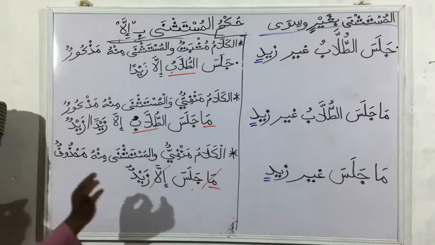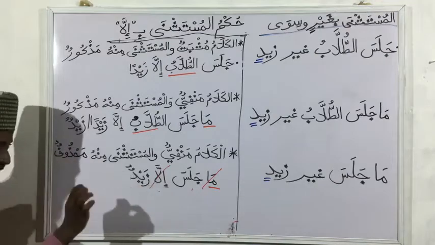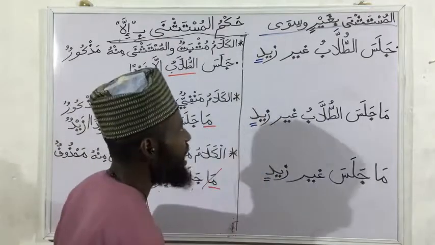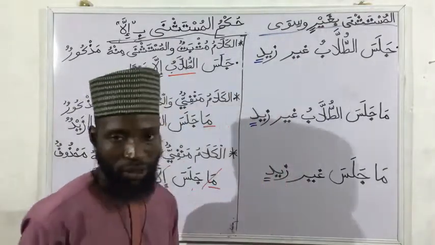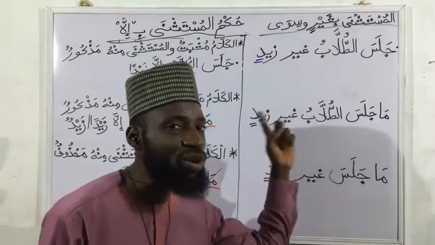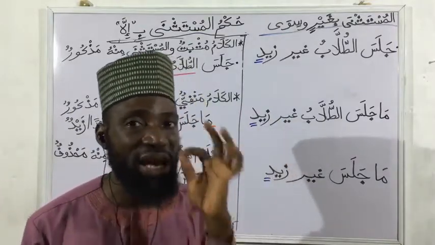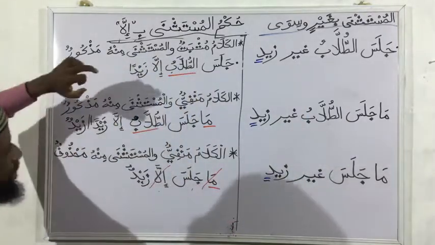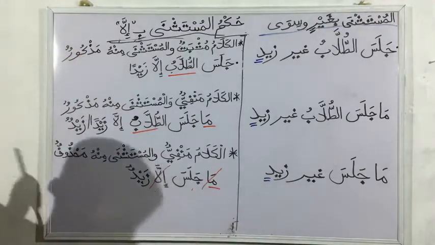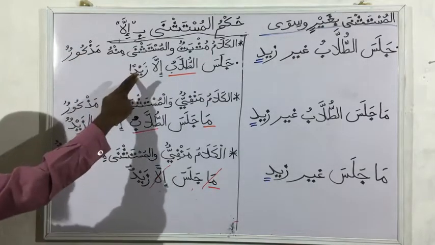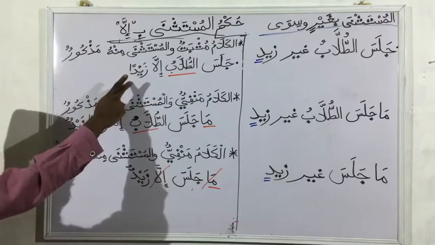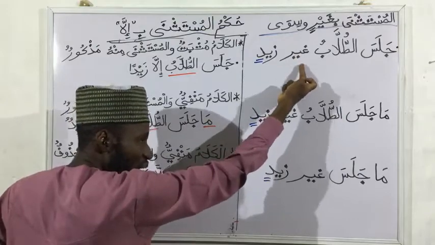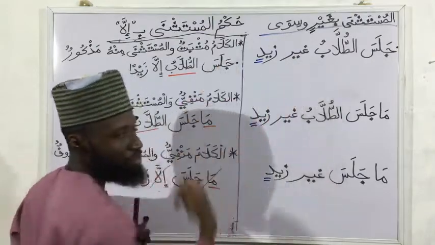So what happened to your mustasna when you are using illa is what will happen to your adatul istisna when you are using ghayru or siwa. That means what I'm saying is that whenever you are using ghayru as your exception tool, what happened to your mustasna? What happened to your mustasna? Do you get? The state it is in will be the state of your adatul istisna, which is ghayru. That is the state it is going to be.